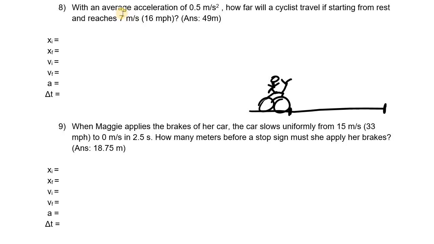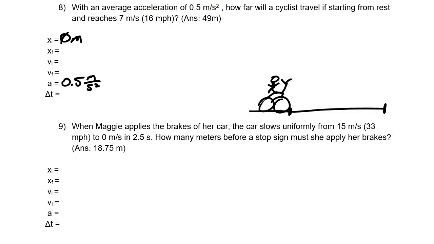Okay, I think that we have enough here. What are we going to say the initial position of the cyclist is? Okay, so it's 0 meters. What is this first piece of information telling us? With an average acceleration of 0.5 meters per second squared. Well, it's telling us that that's the average acceleration, and the other key clue is that it's meters per second squared. So we're being given the acceleration.